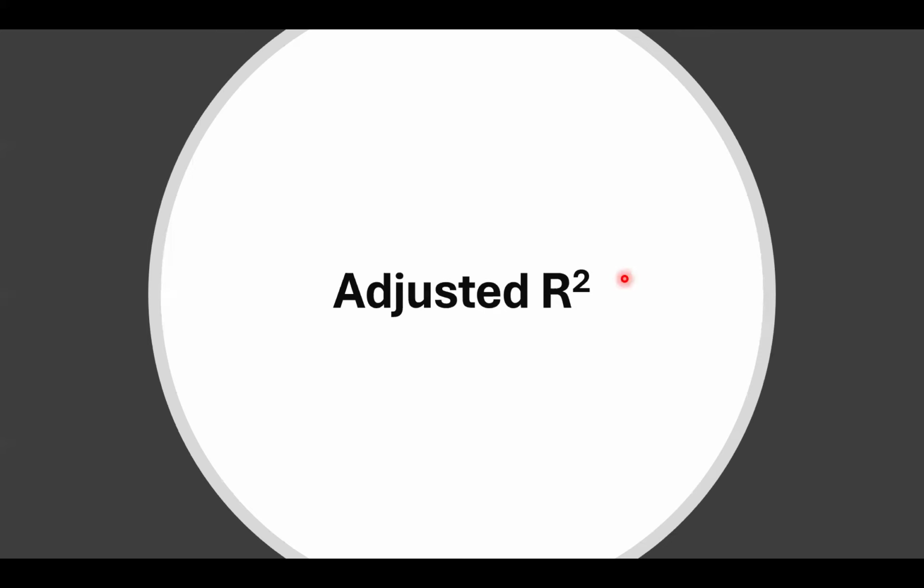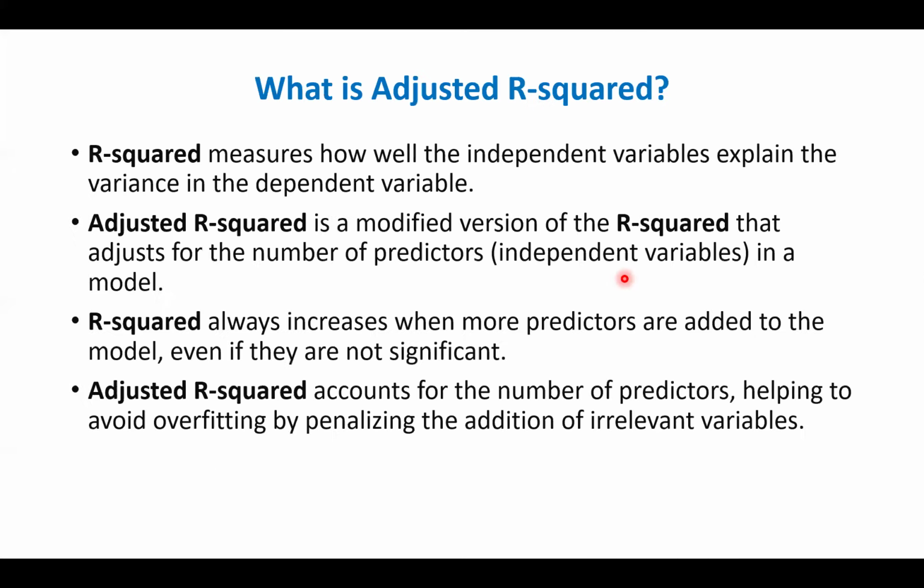Hello everyone, I'm going to introduce the adjusted R square, or adjusted determination coefficient. As you may know, R squared, or the determination coefficient, is a measure of how well the independent variables explain the variance in the dependent variable. In other words, it is how well the model can fit the data.